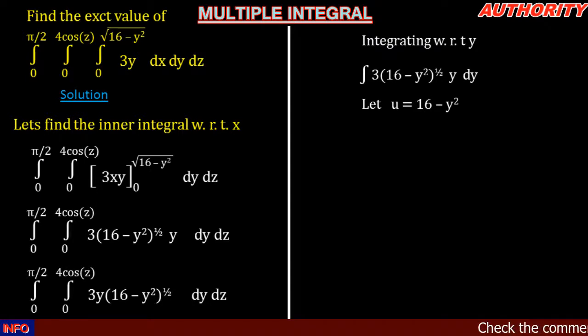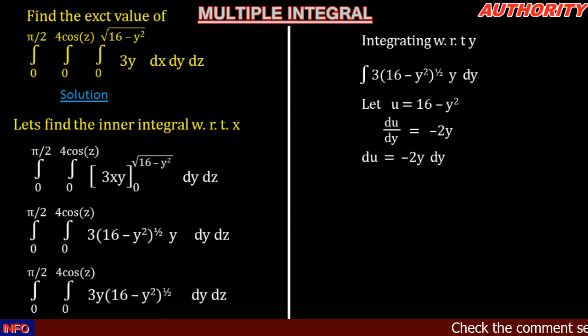But before then, let's differentiate this u with respect to y. That means we're going to say du dy. When we differentiate this u with respect to y, it's going to give us minus 2y. Here we say that du over dy is equal to minus 2y. Now, let's cross multiply. When we cross multiply, we're going to say that du is equal to minus 2y dy.